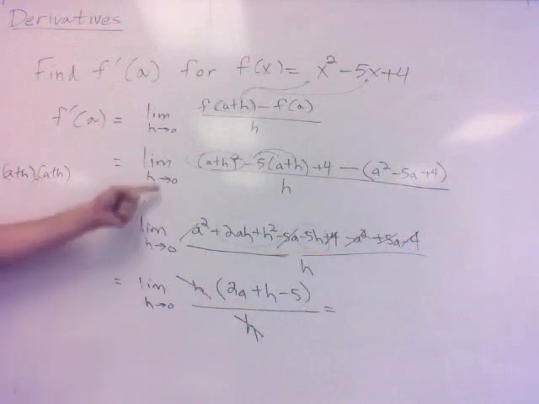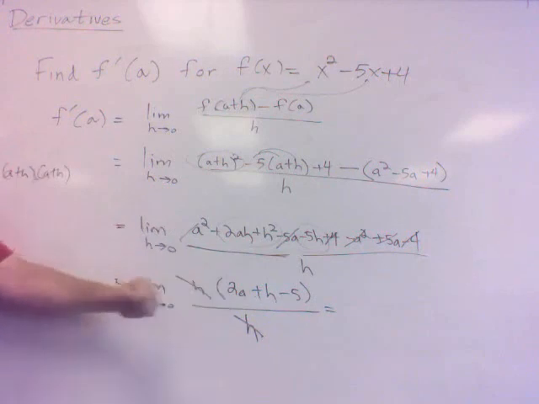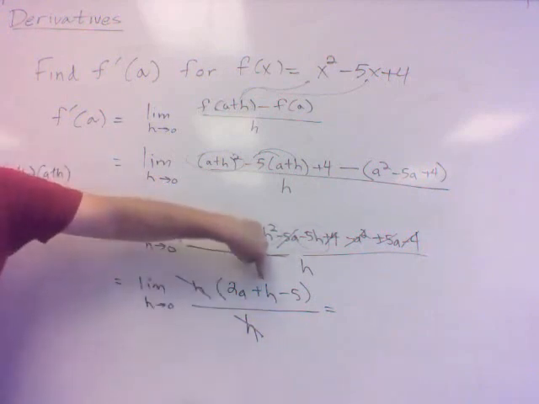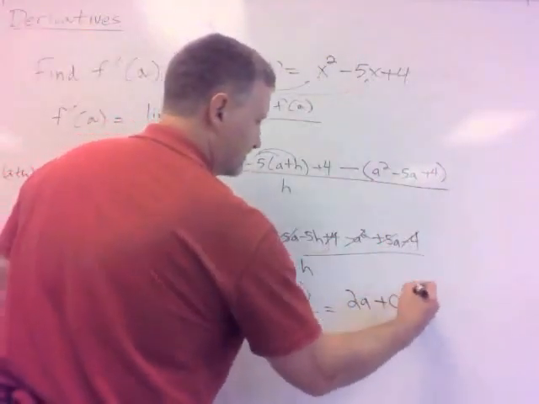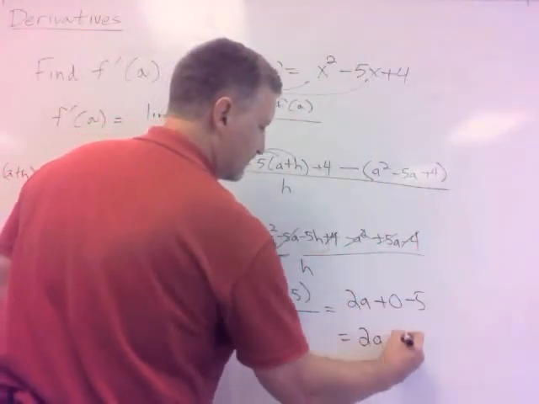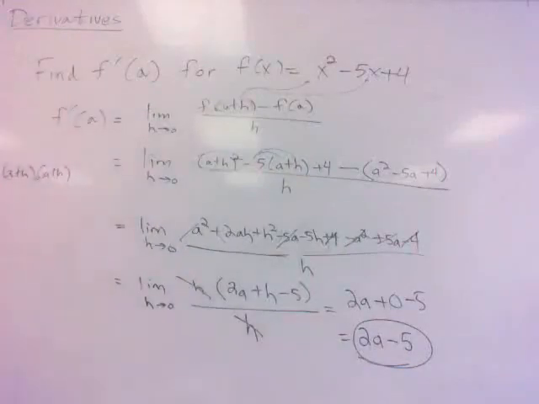Now I can do my limit, can't I? The problem was I couldn't go to 0 because there was an h on the bottom. Now the h on the bottom's gone. What's the limit? 2a, h is going to 0, minus 5. It's called the derivative of a.